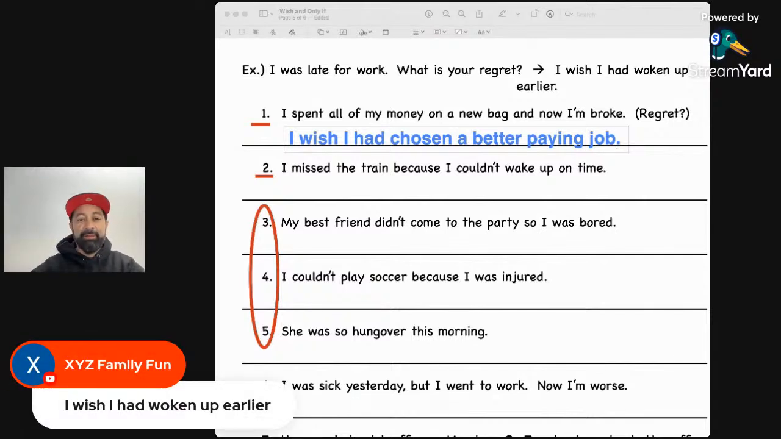XYZ has an answer for number 2. I missed the train because I couldn't wake up on time. I wish I had woken up earlier. Yes. Perfect.